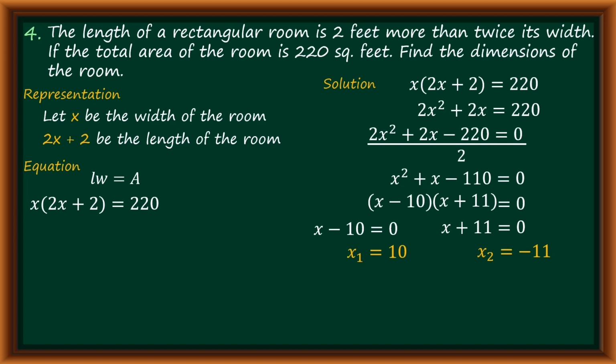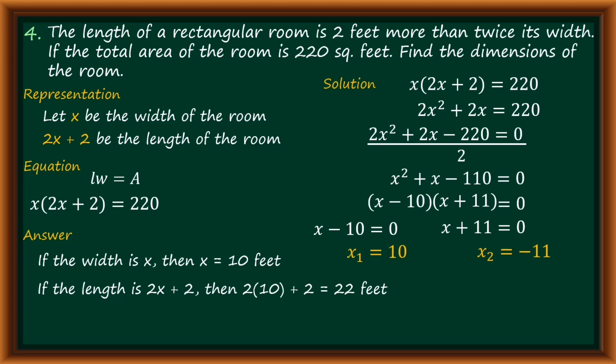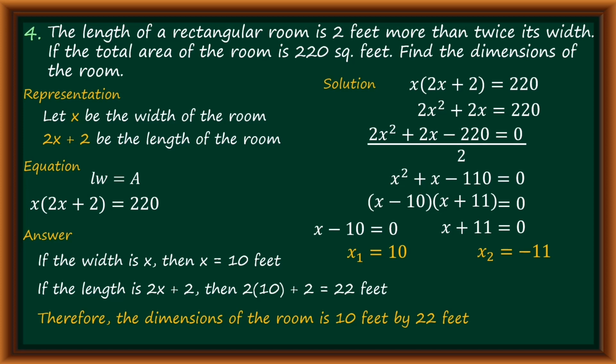Now let's go back to our problem. The question is the dimensions of the room, so let us answer that. Since the problem is about measurement, we cannot use negative 11 as the value of x. So our x is 10. If the width is x, then x is equal to 10 feet. If the length is 2x plus 2, then 2 times 10 is 20 plus 2 is equal to 22 feet. Therefore, the dimensions of the room is 10 feet by 22 feet.